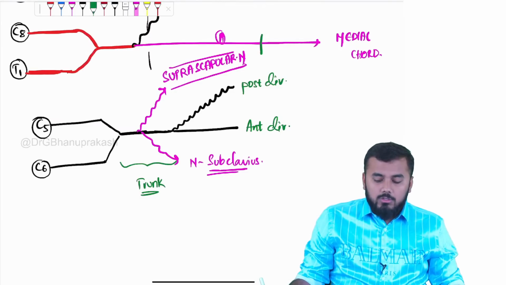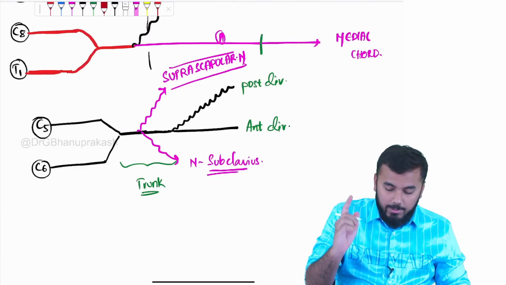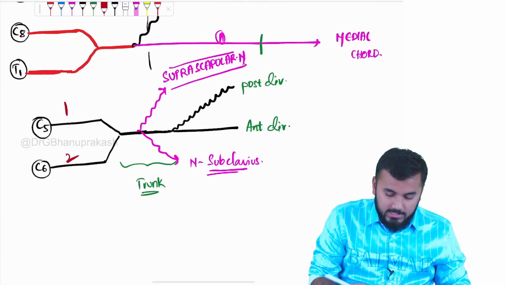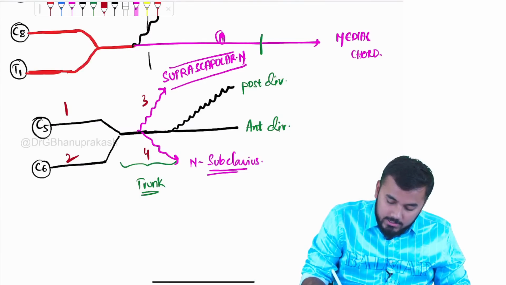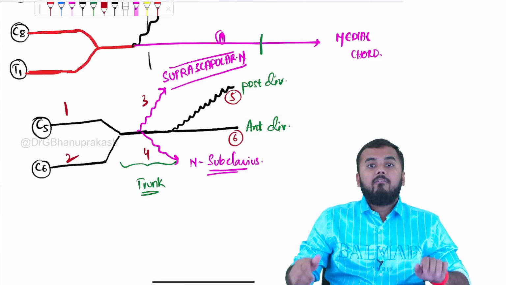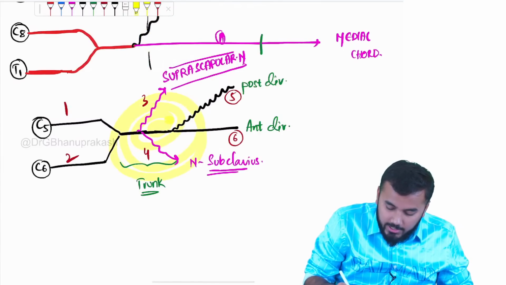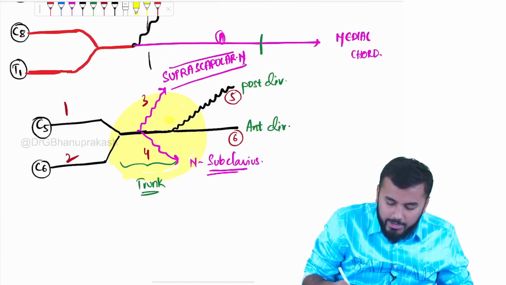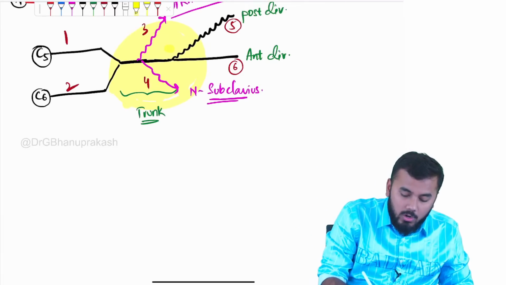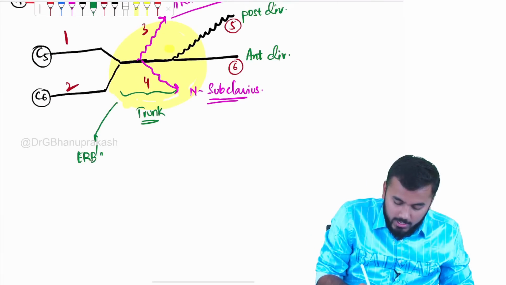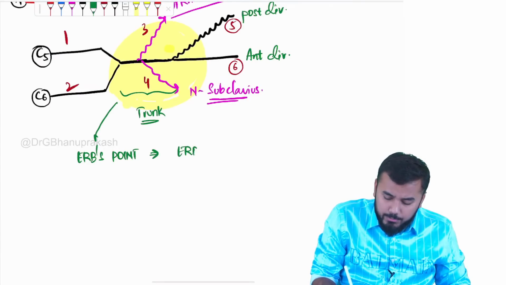Right. So why did I teach you this? How many nerves in total do I have? I'm counting it. C5 is 1, C6 is 2, suprascapular is 3, nerve to subclavius is 4, posterior division is 5, anterior division is 6. Totally I have got 6 nerves. If I get any damage at this region where all 6 nerves join together, this point is called Erb's point, and I will end up having Erb's palsy.